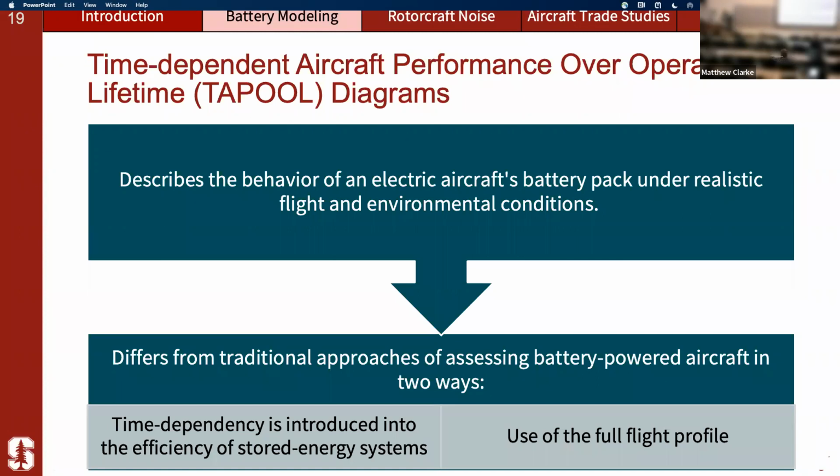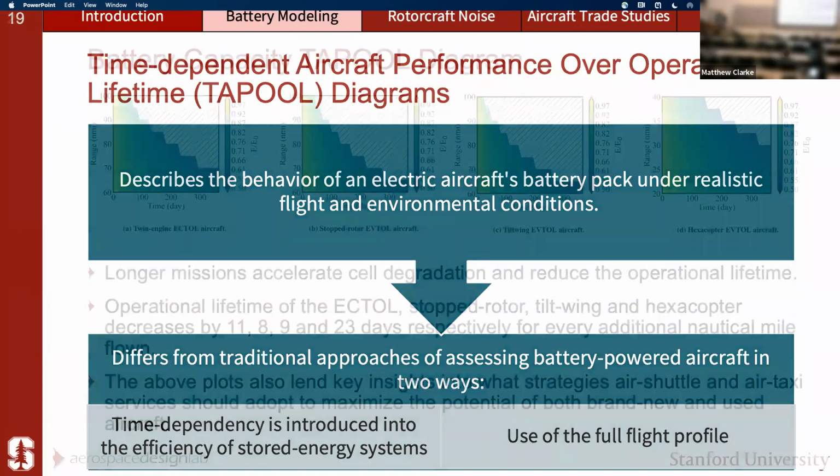It differs from traditional methods, which are typically the electrified Breguet range equation, in 2 ways. The first way is that time dependency is introduced into the efficiency of the energy storage system. And secondly, we use the entire flight profile. The standard Breguet range equation only looks at a particular flight condition, range, velocity, etc.